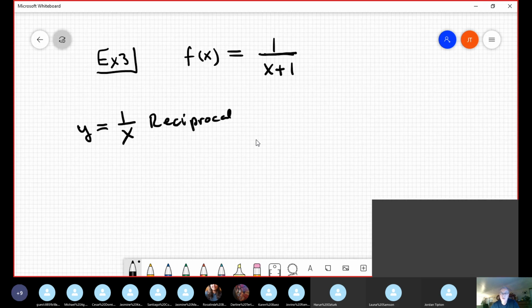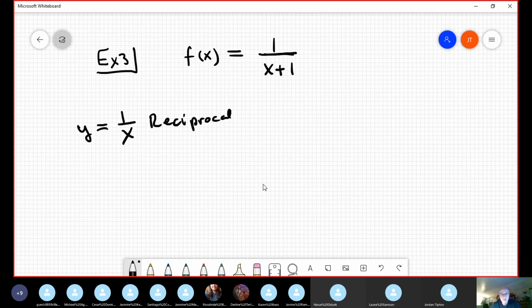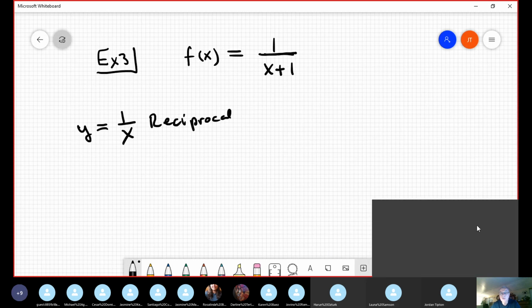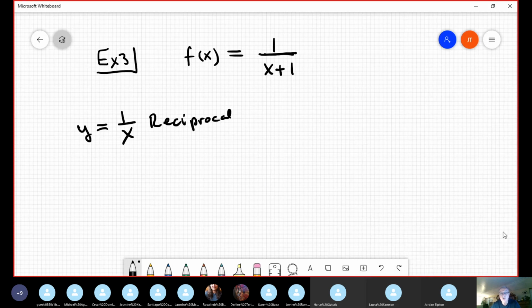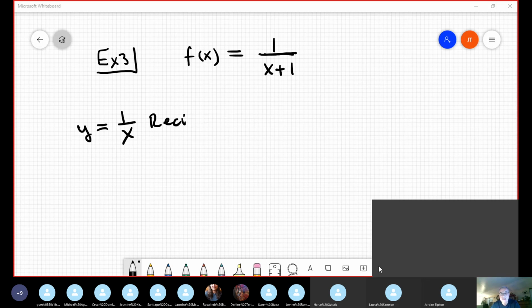Reciprocal. The answer is yes. Jordan asked me, do we have a restriction? Of course you have a restriction because we have division. Okay, pero okay.